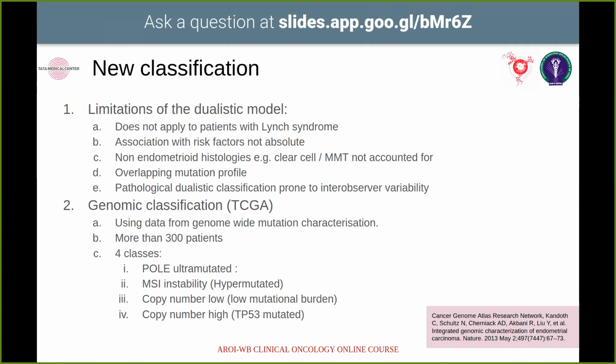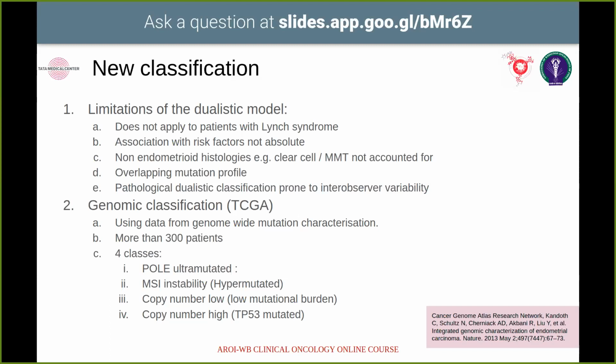People have realized these limitations in the classification for many, many years. Later on, using data from The Cancer Genome Atlas of around 300 patients with endometrial cancer and using genome-wide mutation characterization, endometrial cancers were finally classified into four broad categories or subtypes. The first type is known as the POLE ultra-mutated subtype. Then we have the MSI instability or hyper-mutated subtype. And the next two are copy number low and copy number high. Of note, the copy number high is usually associated with the TP53 mutation. And this is the common seminal paper by Kandoth et al. that you should look at.